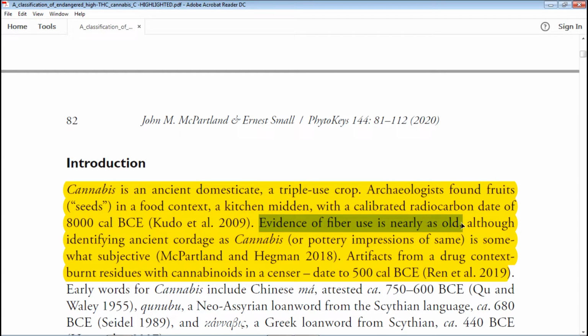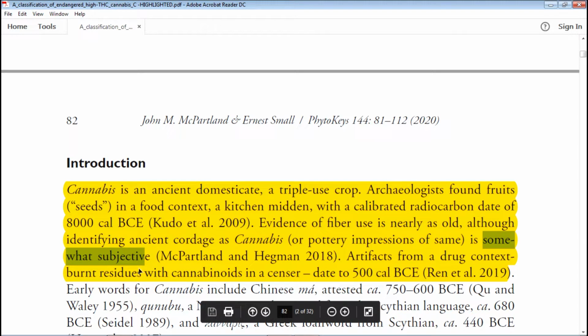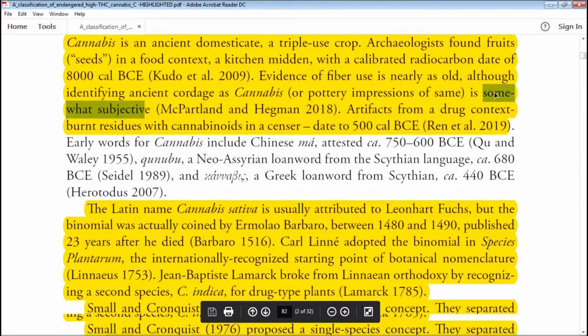Evidence of fiber use is nearly as old, although identifying ancient cordage as cannabis or pottery impressions of the same is somewhat subjective. Artifacts from a drug context, burnt residues with cannabinoids and a censer, date to 500 cal BCE.